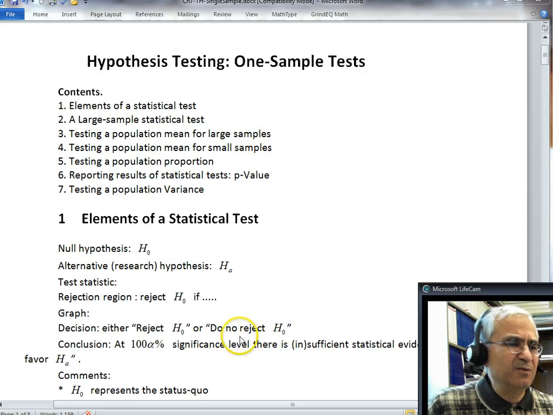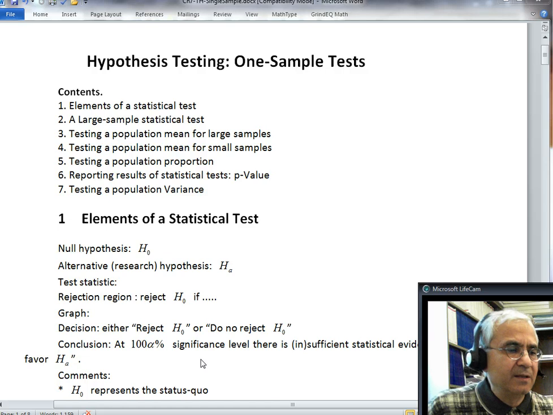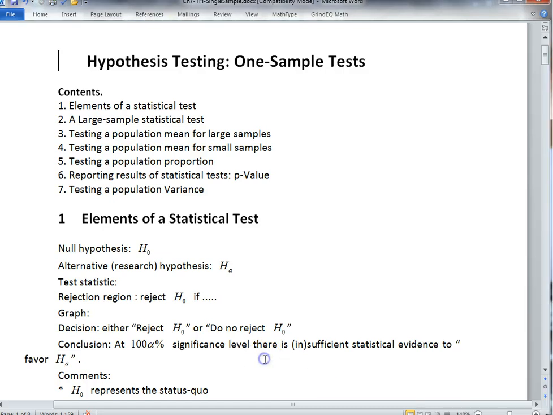And then we have the conclusion, which is stating the decision in more layman terms so people can understand it, and we usually have a significance level alpha. Remember, alpha is the probability of making an error. So we say whether we have sufficient statistical data to favor the alternative or not to favor it. Okay. So let's show graphically the rejection region.